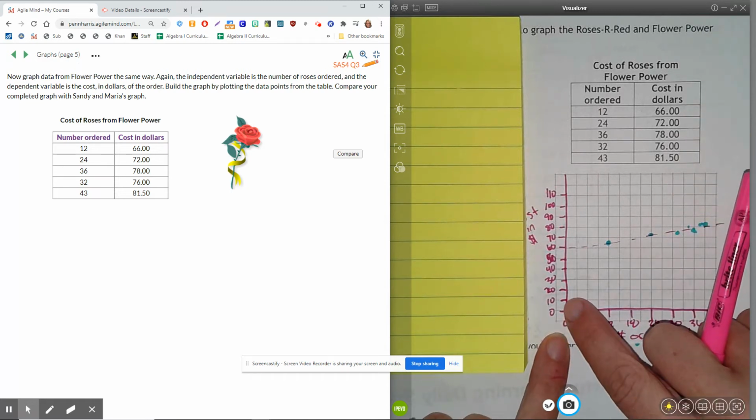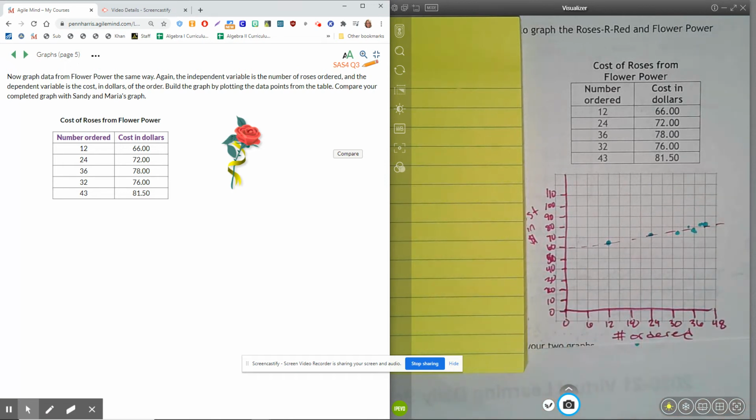Instead of counting by 5s, I counted by 10s. And again, it got a little bit difficult to graph, but everything's just an estimate, guys. So if I order 12, it's going to be about $66. If I order 24 roses, it's going to cost me about $72. And 36 roses is going to cost me about $78. If I order 32, so I'm going to back down a little bit, it's going to cost me about $76 here. And if I order 43 of these, it's going to cost me just over $80.